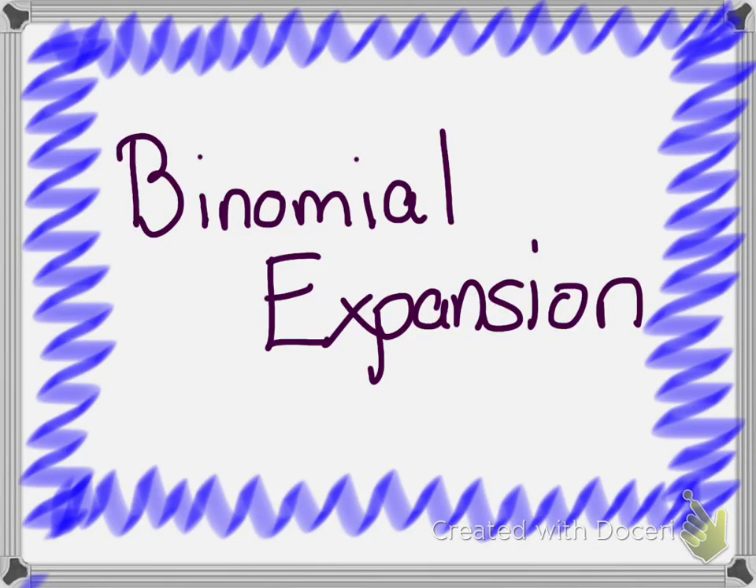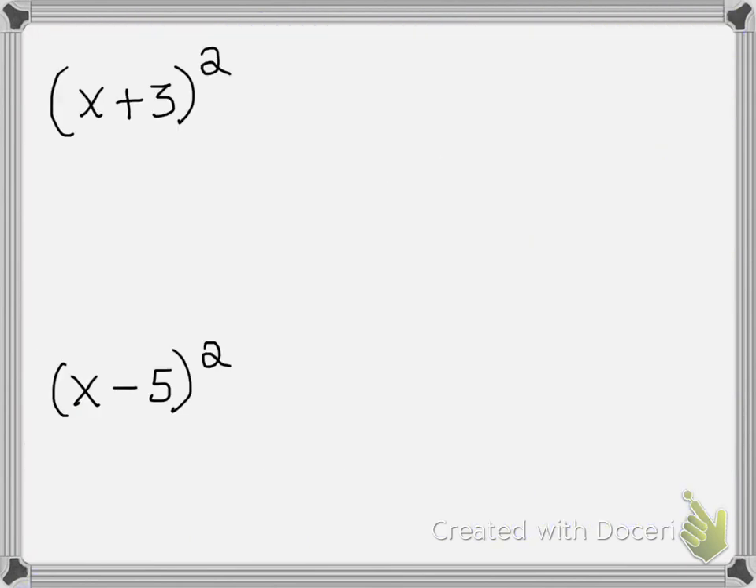In this video, I'm going to go over binomial expansion. All right, let's look at the first example. We have x plus 3 squared. What does that actually mean? It means that you're multiplying x plus 3 to itself 2 times because the exponent is a 2.